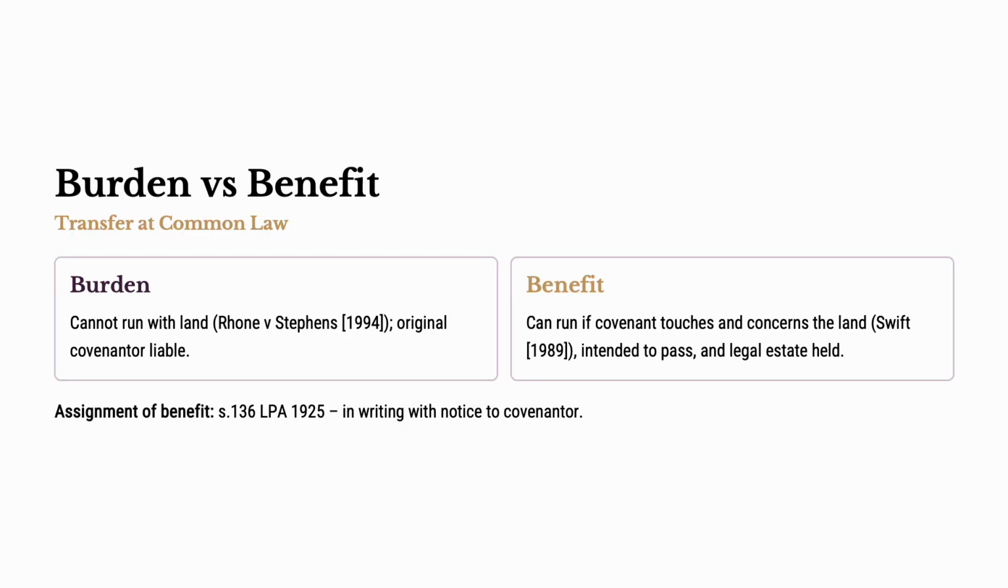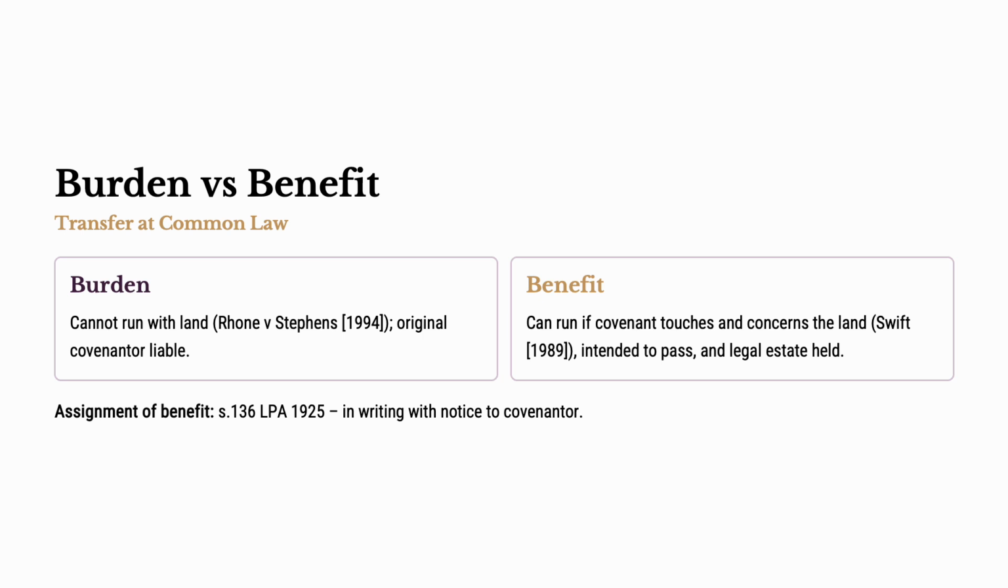So let's talk about transfer at common law, burden and benefit. At common law, the burden of a covenant cannot run with freehold land. This is the rule from the case law of Austerberry v Corporation of Oldham, confirmed in Rhone v Stephens. No matter whether the covenant is positive or restrictive, the burden remains with the original covenanter, the one who covenanted.